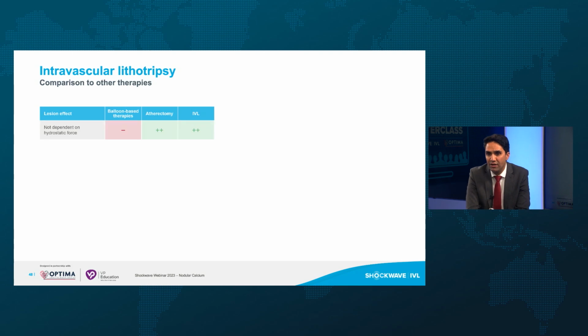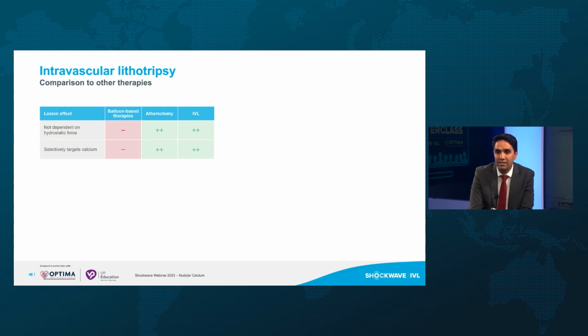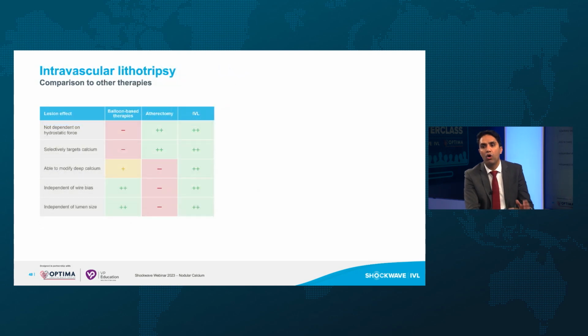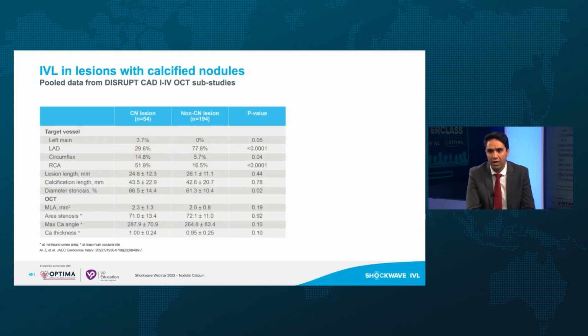There are a number of advantages of intravascular lithotripsy. Of course, there's no dependence on hydrostatic pressure. It selectively targets calcium. We're able to modify deep calcium. It's independent of wire bias. It's independent of lumen size. And in totality, compared to balloon-based strategies as well as atherectomy, you see IVL has a number of advantages to treat this relatively specific and clinically relevant area of calcium modification.